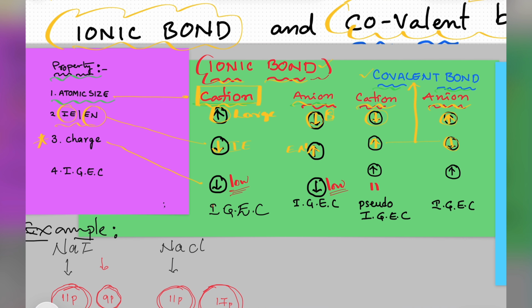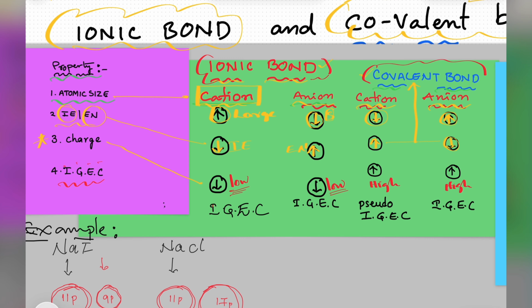Now you can go for covalent bond. Here both should have high charge, a high charge of cation and also a high charge of anion. That leads to the formation of covalent bond. Clear, students? That is the importance of this. And last but not least, inert gas electronic configuration.